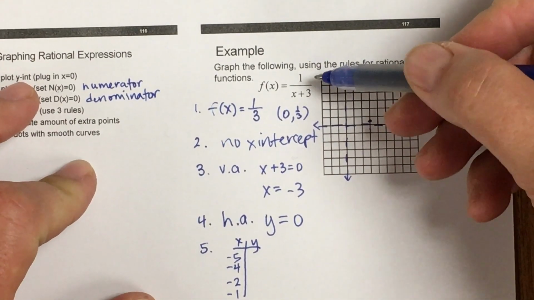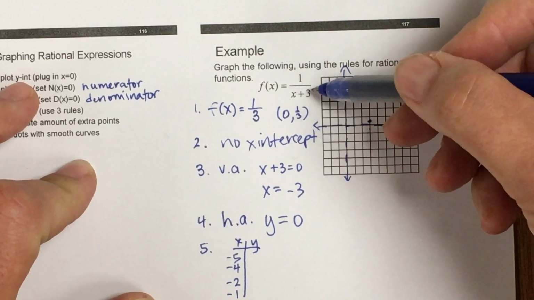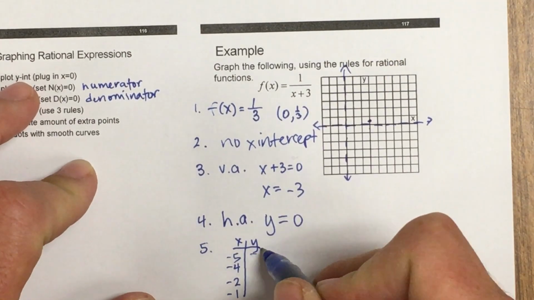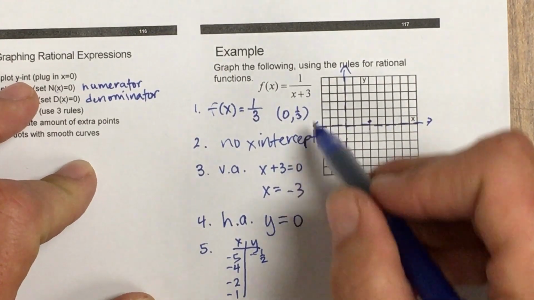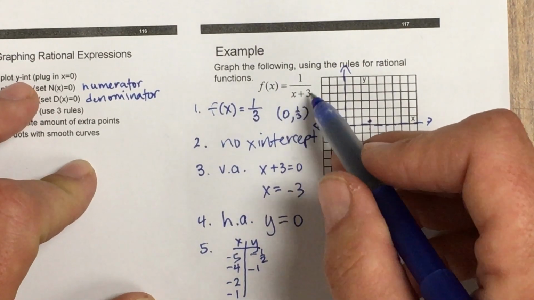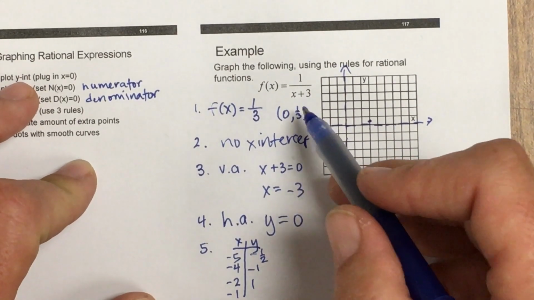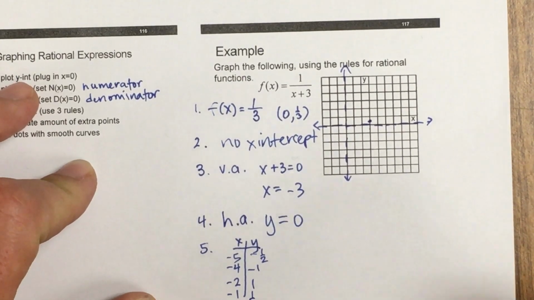Okay, don't tease me. I'm going to do mental math right now. This could go grossly wrong. 1 over -5 plus 3 is going to be what? -1/2, I hope. Okay. And then if I substitute in a -4, I get a -1. If I substitute in a -2, I get a 1. Is that right? Yep. If I substitute in a -1, I get a 1/2.